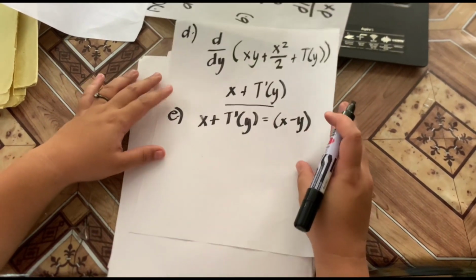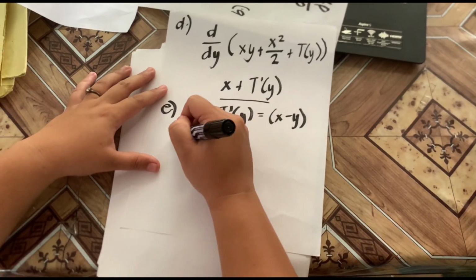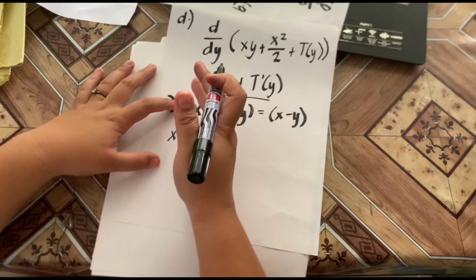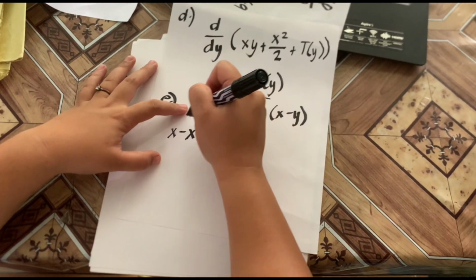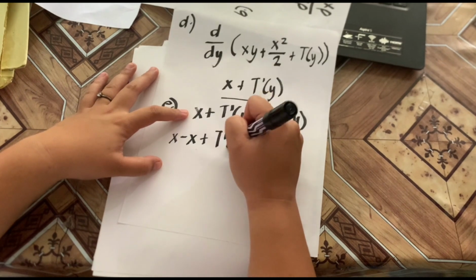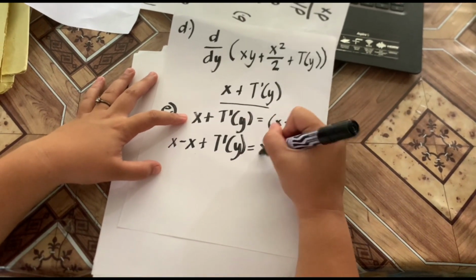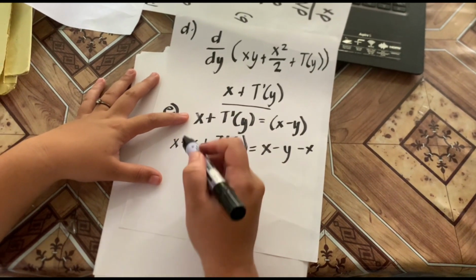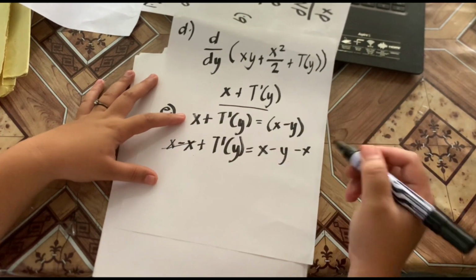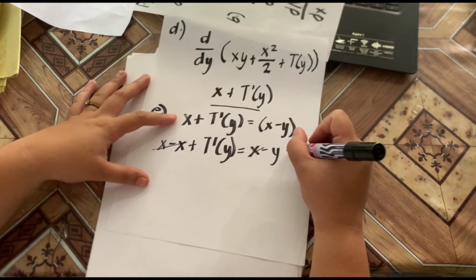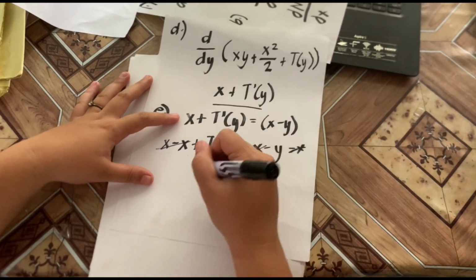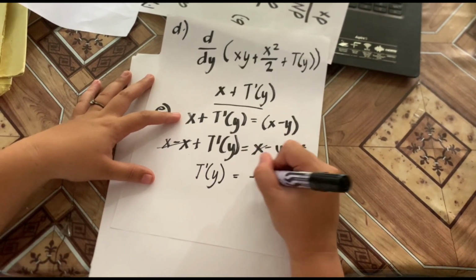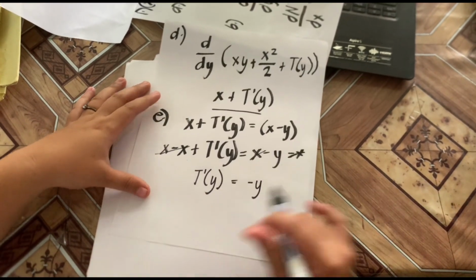Then, using the addition property of equality, adding negative x to both sides, so that on this side it should equate to 0. Now we can have x minus y minus x. So this one, positive x minus x would be 0, and this one would be positive x minus x, which is also equal to 0. So now our t prime of y would be equal to negative y.